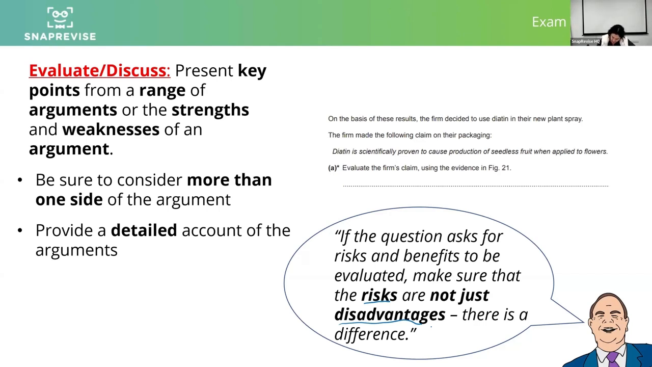On the basis of the results, the firm decided to use dietin in their new plant spray, and the firm made the following claim on their packaging: dietin is scientifically proven to cause production of seedless fruit when applied to flowers. This is my context. This is what I'm going to talk about, what I'm going to have to evoke from my knowledge. My command word, of course, is evaluate, and my direction is, what am I evaluating? I'm evaluating the claim using the evidence. So I'm told what I'm going to use for my answer.